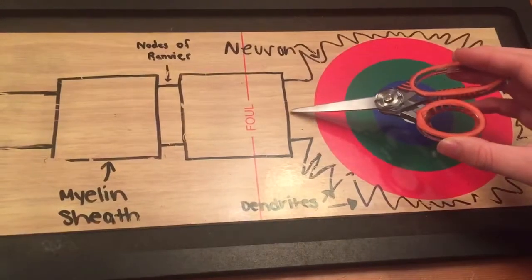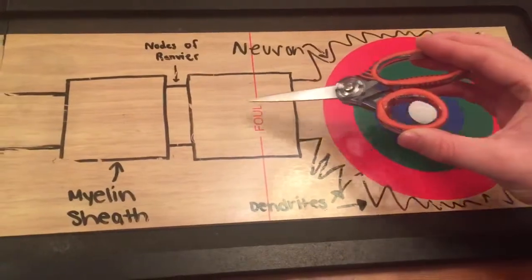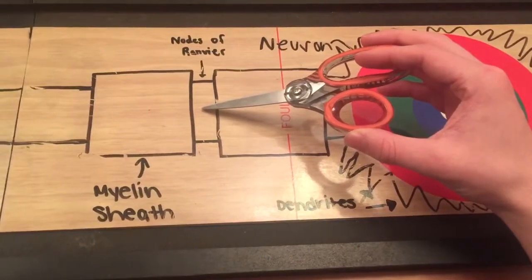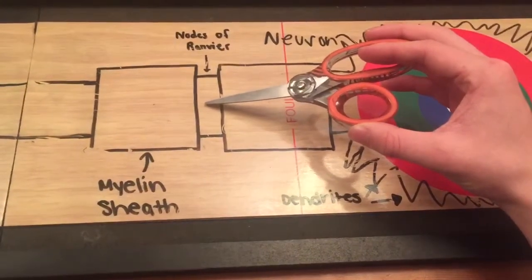Now the nerve impulse moves down the axon. However, because this is a myelinated axon, depolarization and repolarization only occur at the nodes of Ranvier. This creates a faster nerve transmission.